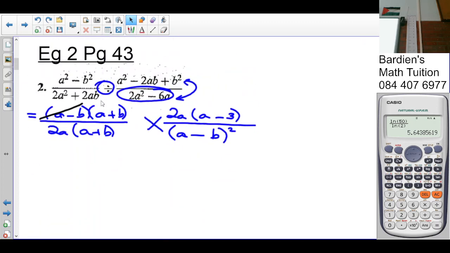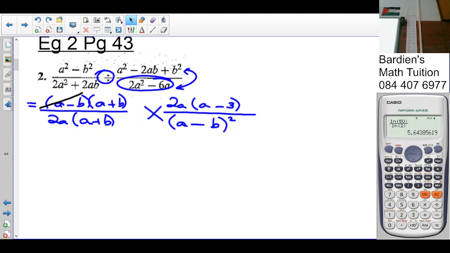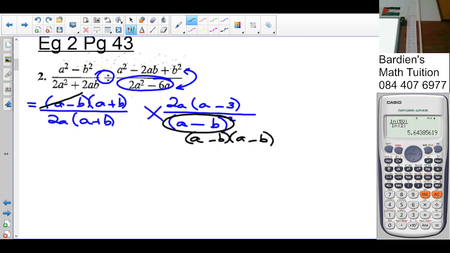So what happens here is that this here can be written as A minus B times A minus B. That's what A minus B squared means. You understand? So that A minus B cancels. Remember, numerator and denominator cancel, and you can only cancel across a multiplication sign.